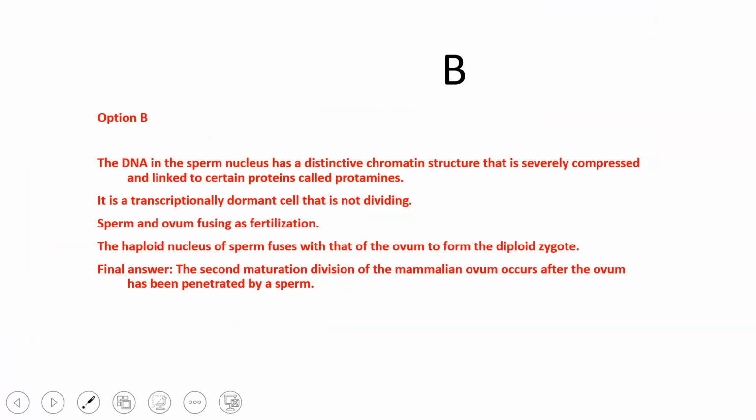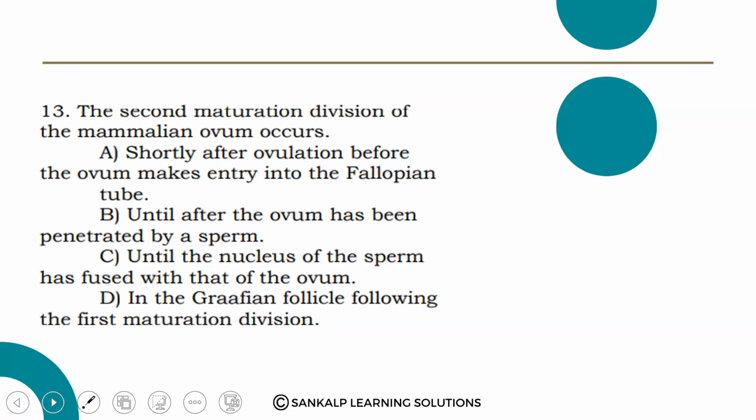Diploid zygote is formed. So the second maturation division of the mammalian ovum occurs after the ovum has been penetrated by a sperm. So where is it stated that the ovum has been penetrated by a sperm? Option B, until after the ovum has been penetrated by a sperm. Option B is the right answer. So only a few of you answered it correctly. Here option B is the right answer.